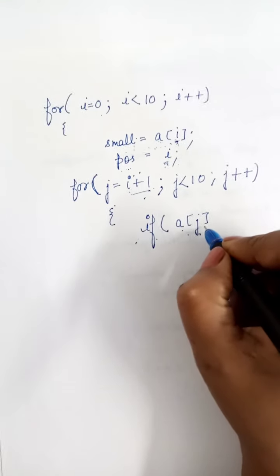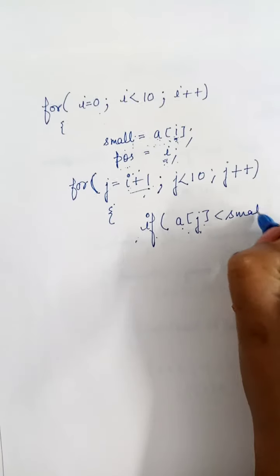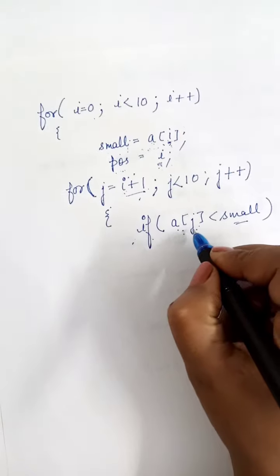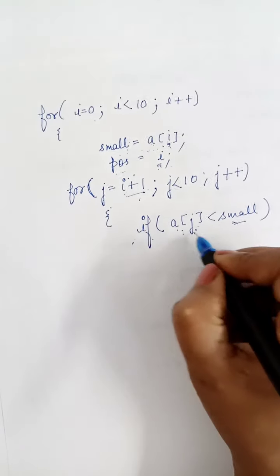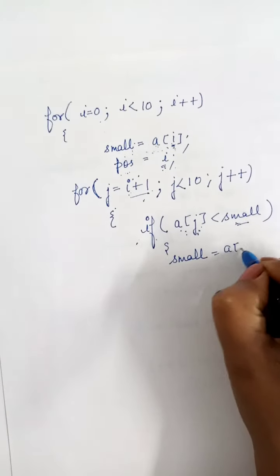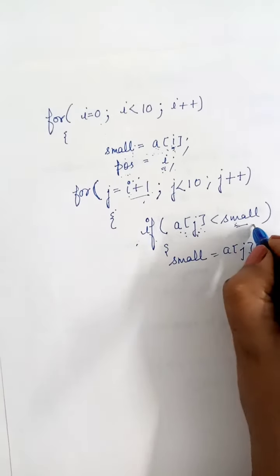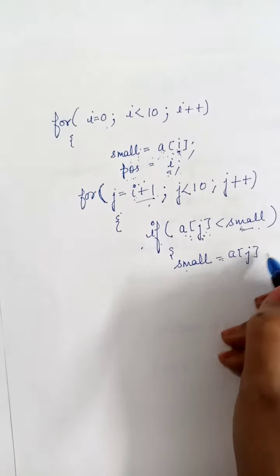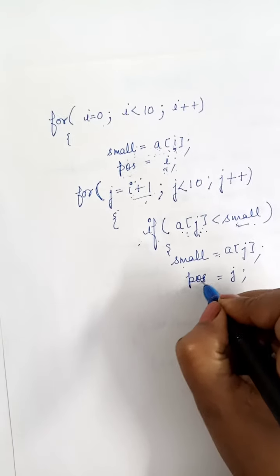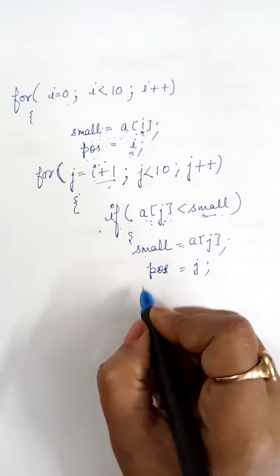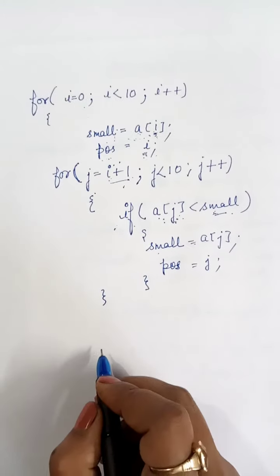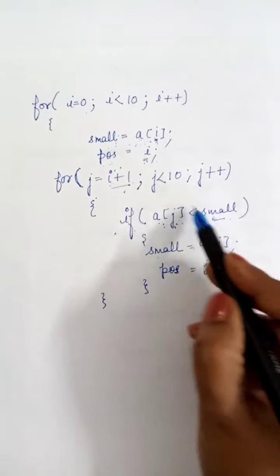If A of J is less than small, whatever the value we have in small, then what should be in small? A of J. If A of J is less than small, then small equals A of J and J will be the position of smallest. Okay, simple. So this is for finding the smallest.